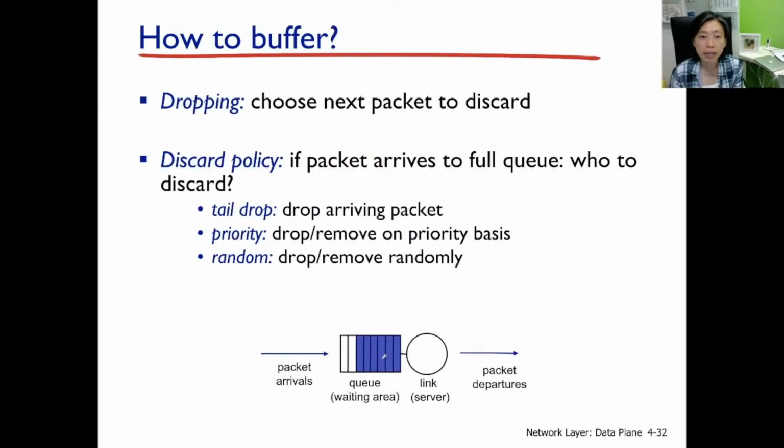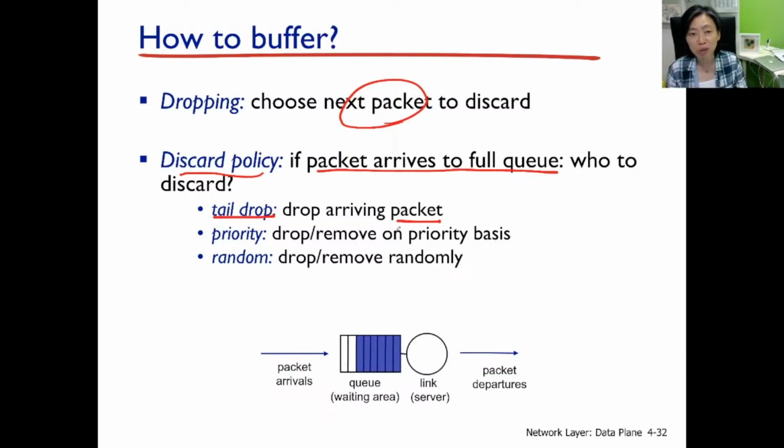The second component in buffer management is the dropping policy, or the discard policy. This is needed when a packet arrives at a full queue. Either the arriving packet needs to be dropped or one of the packets in the queue needs to be dropped. Generally, we pick the next packet to discard. The most common policy is tail drop, which is essentially dropping the packet that comes in last, because usually those who arrive early are given priority. But you could change that.